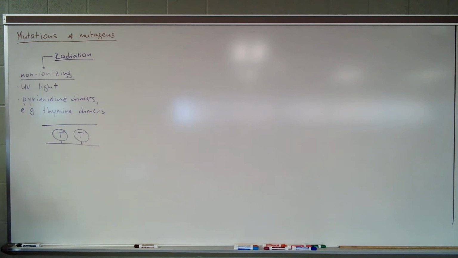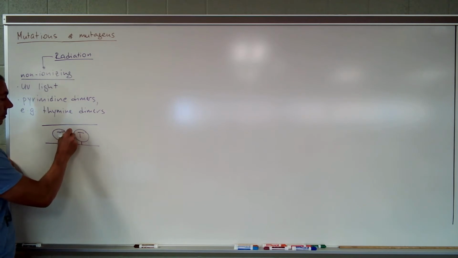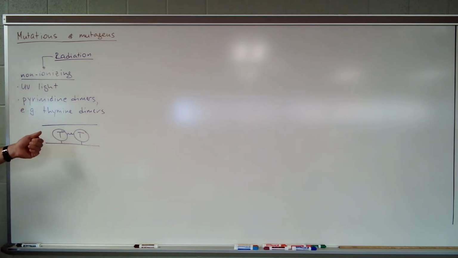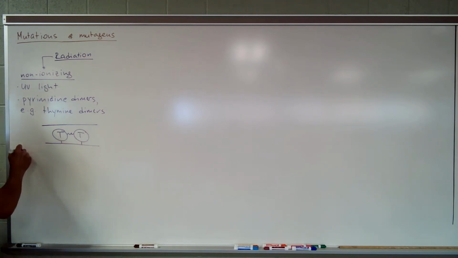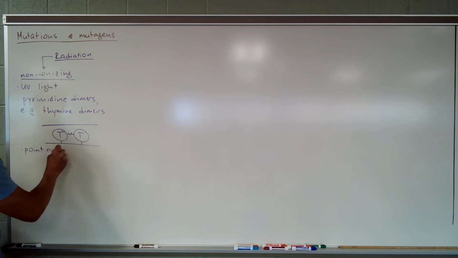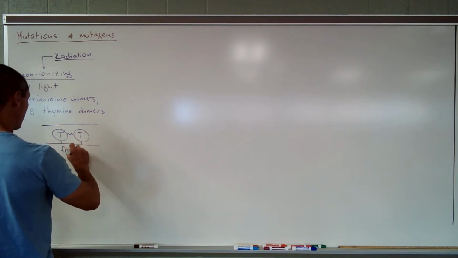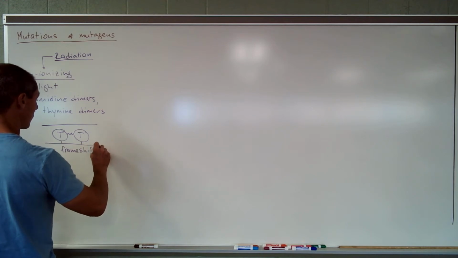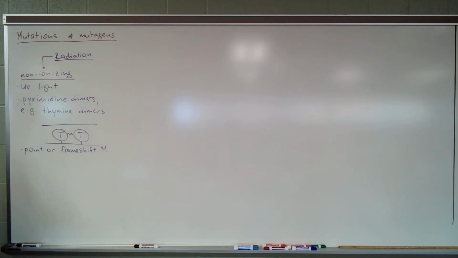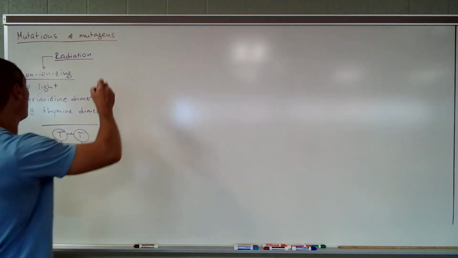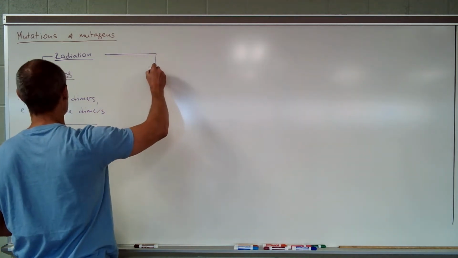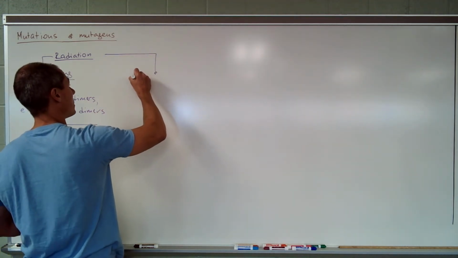When they are exposed to UV light, a bond between them forms. That formation of a bond results in the distortion of the DNA strands and eventually may lead to either point or frame shift mutations. We good so far? Okay, next type of radiation that is worth mentioning is ionizing radiation.